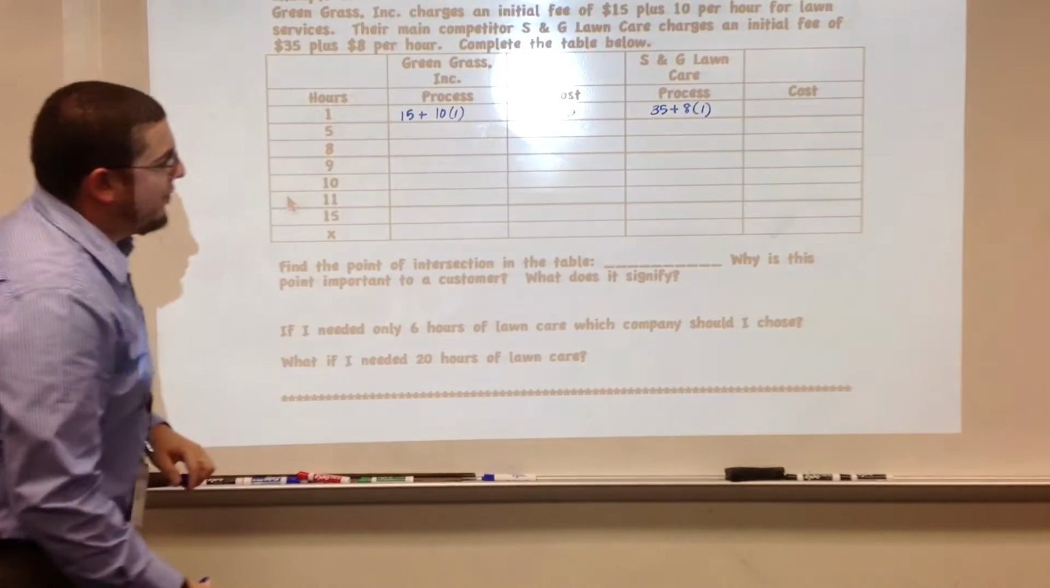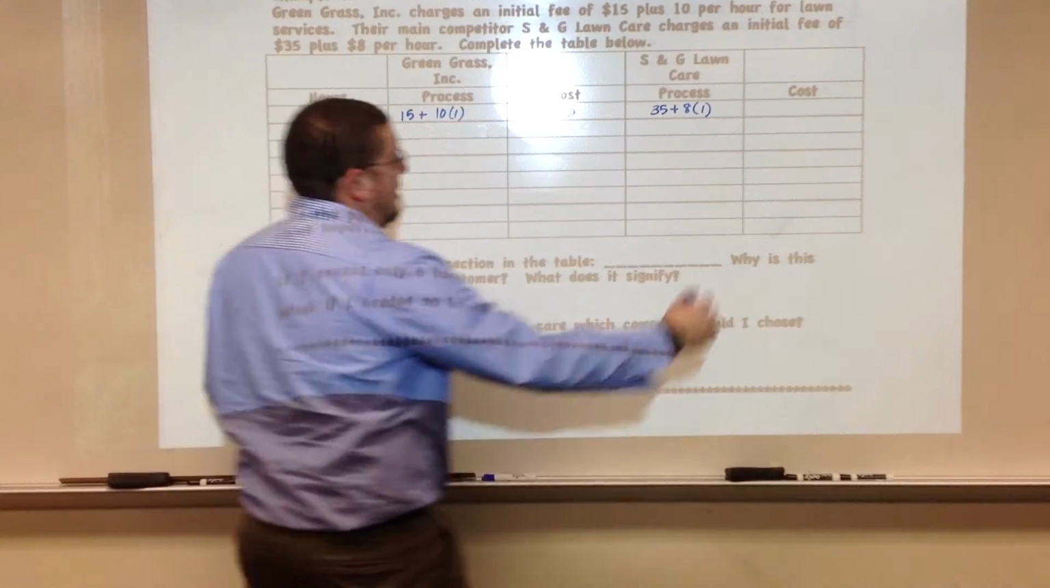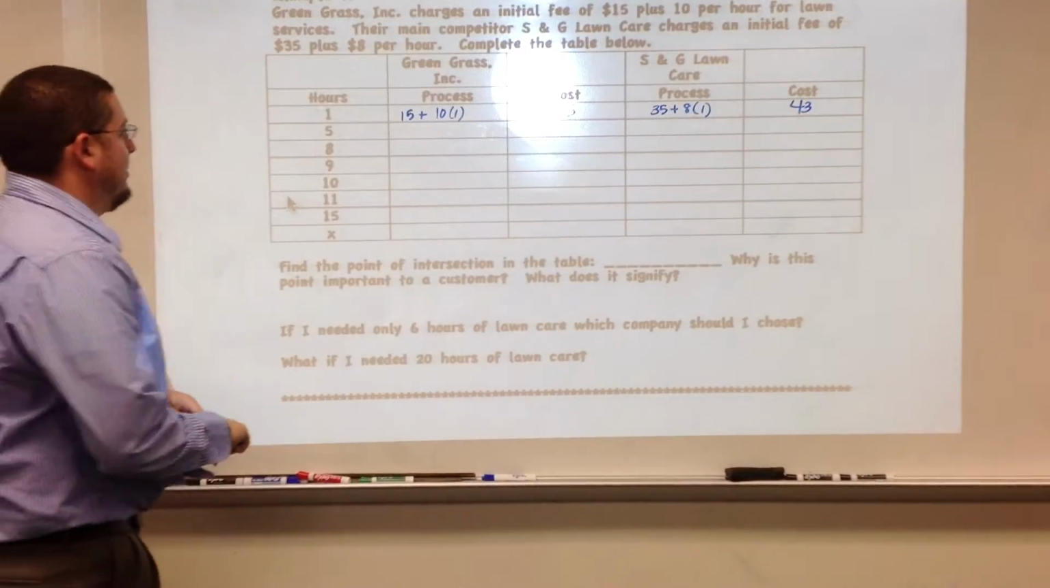So 35 plus 8, because 8 times 1 is 8, so 35 plus 8 is 43. So the cost for this one would be 43. So we're going to go through the table and fill this out.